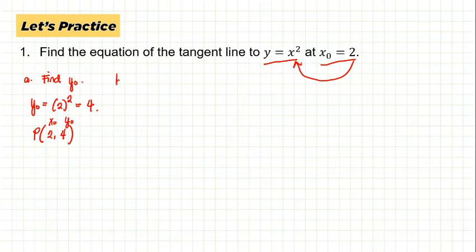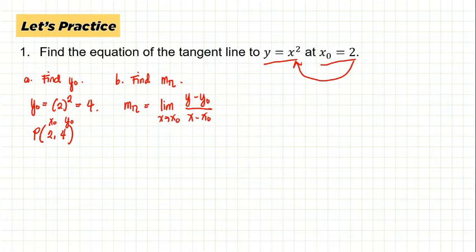Okay, next we need to solve for the slope of the tangent line. So we will find m sub TL. Now, using the formula, we have m sub TL is equal to the limit of y minus y sub o all over x minus x sub o as x approaches x sub o. So from that, we will have now the limit of, take note, our function, our variable is in terms of x. So therefore, the y there, we should express in terms of x. So since y is equal to x squared, we can replace y with x squared here. So therefore, it will become x squared minus y sub o.